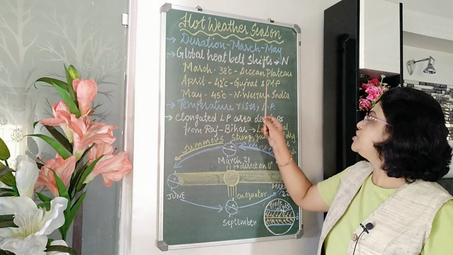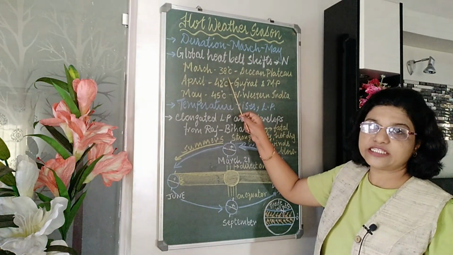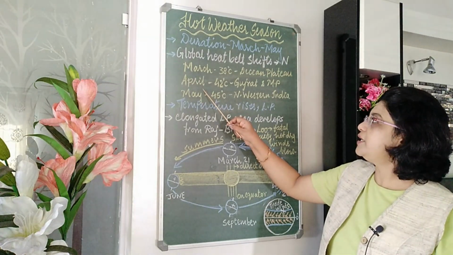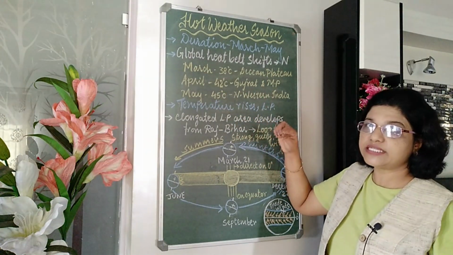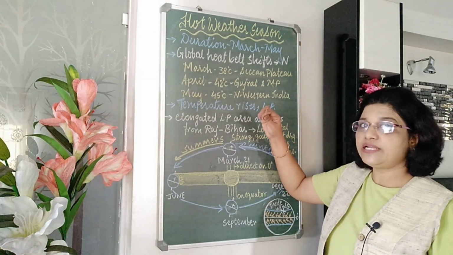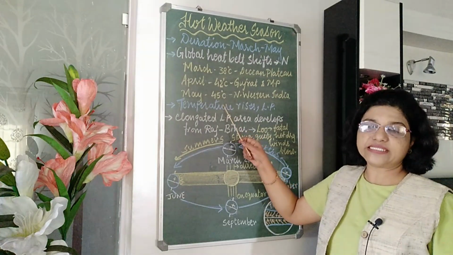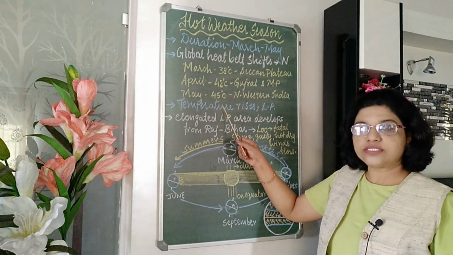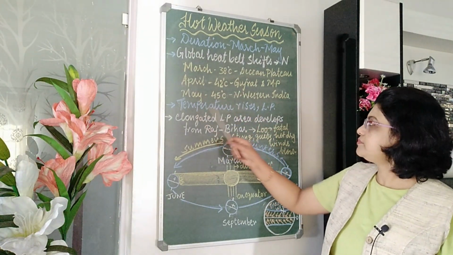In the month of March, in the Deccan Plateau, which is in the southern part of India, the temperature increases to 38 degrees. Gradually after 1 month, in the month of April, the temperature goes to 42 degrees in Gujarat and MP, which is again towards the northern part. Then towards the northernmost part of the country, by the month of May, a temperature of 45 degrees Celsius is reached. So this data shows that the heat belt shifts from south to north.